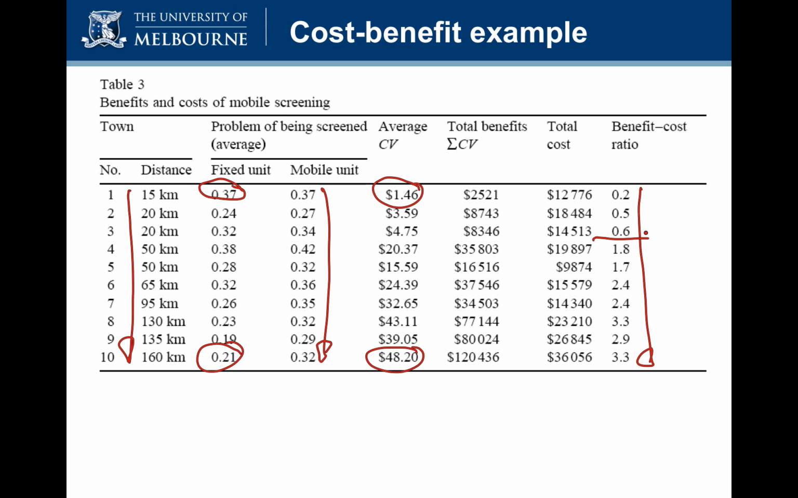So what you could say, if you were interpreting this cost-benefit analysis, is that you should be using mobile screening units in towns that are more than 50 kilometres away. But I must stress this analysis is quite an old one, and you would want to redo that using contemporary data if you were going to implement a rule like this in practice.